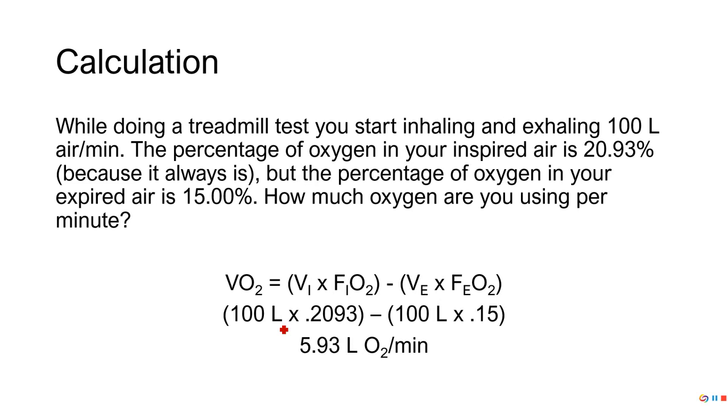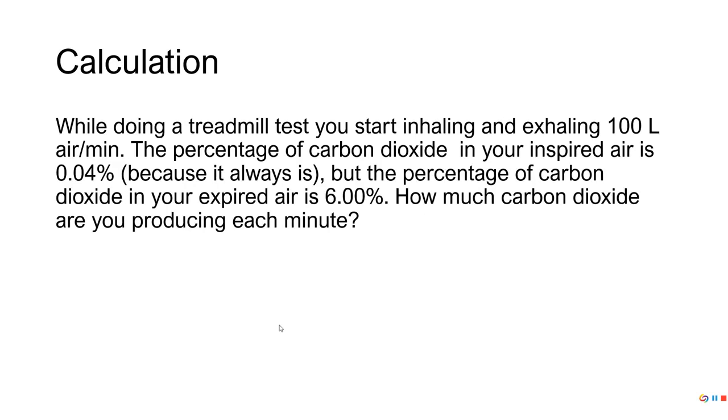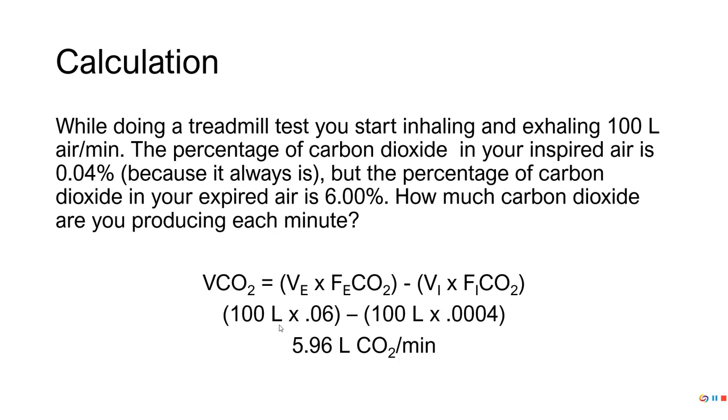All right, so we're going to take the same thing, but now we're going to do it with CO2. So you inspire 0.04% of CO2, which is essentially zero, and then you exhale 6%. So how much are you producing each minute? Use the similar equation, but remember we go expired minus inspired. So 100 liters times 6% minus 100 liters times 0.04%, and we get 5.96 liters of CO2.